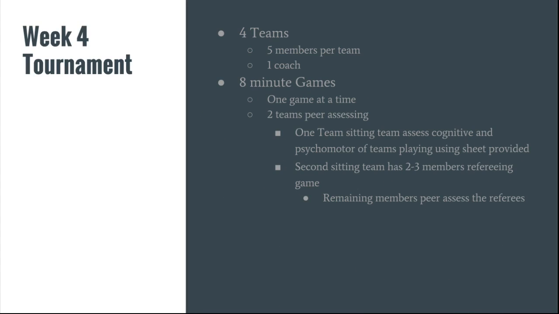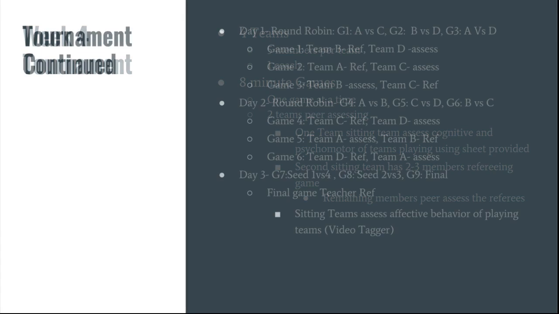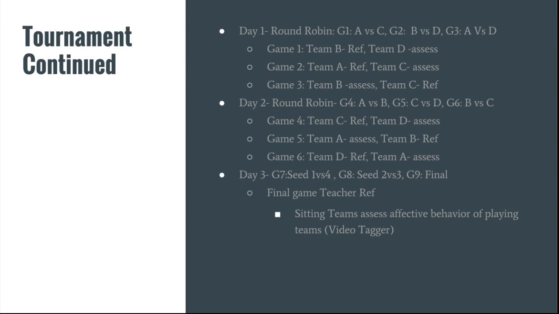Our culminating event is a 3-day tournament where each class has been split up into 4 teams consisting of 5 members and 1 coach. The games will be 8 minutes long with 1 game happening at a time. The 2 sitting teams will be peer assessing. The first team will be refereeing with the remaining members assessing their teammates, and the second team will be assessing individuals playing in the game. This peer assessing will be our psychomotor post-test that happens at the end of the unit.